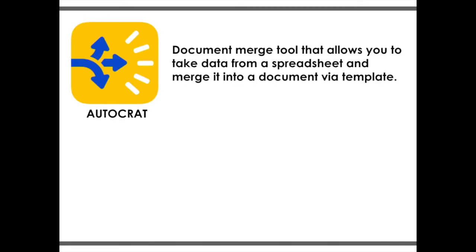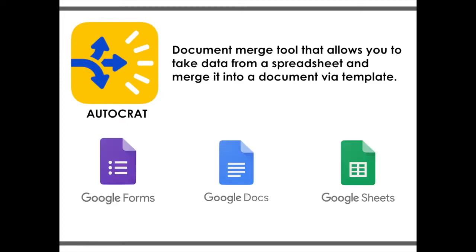Now, the tool that we will need for mail merge is known as Autocrat. Autocrat is a document merge tool that allows you to take data from a spreadsheet and merge it into a document via a template. These are the Google apps that we will need for this activity: of course, Google Forms, Google Docs for the template, and Google Sheets where we will get all the data.